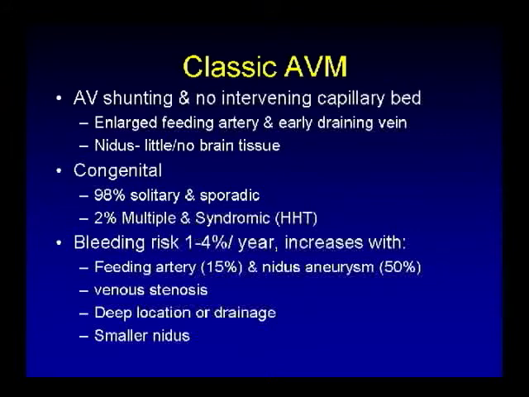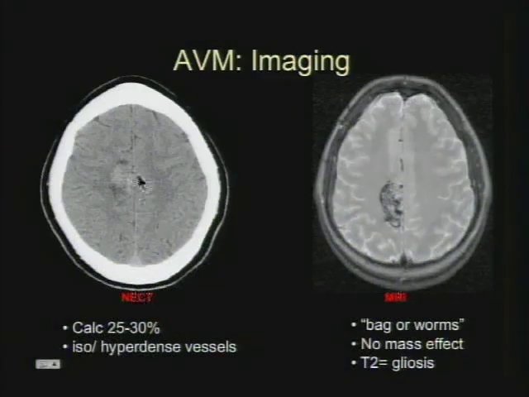or hereditary hemorrhagic telangiectasias. The bleeding risk really varies, and you can suggest increased bleeding risk when you see feeding artery or nidal aneurysms, venous outflow stenosis, deep location in the brain, or deep venous drainage, and a smaller nidus, which seems counterintuitive. On imaging, on CT, you may see calcification in 25 to 30%, these isodense or hyperdense vessels, and then the bag of worms appearance on MRI. Notice that you don't usually see surrounding T2 or mass effect, but you can in some cases see surrounding T2 signal from gliosis.